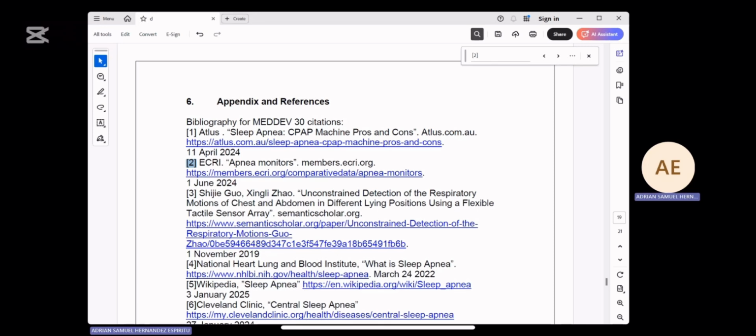First, I put the reference number, so it's reference number 2, and then I give the author. In this case, this is not written by one single person, but by an entity, so I put ECRI. Next, I write down the full title of the document, which is Apnea Monitors. Lastly, there is no edition number, so I omit that. I do put the publisher name, which is erc.members.com. Next, I put the link to the website, and then lastly, the date of publication, which is 1 June 2024.